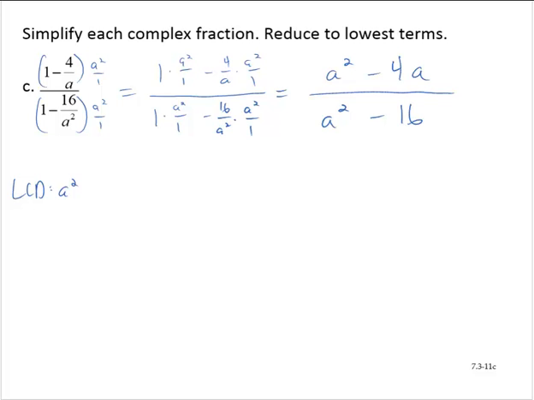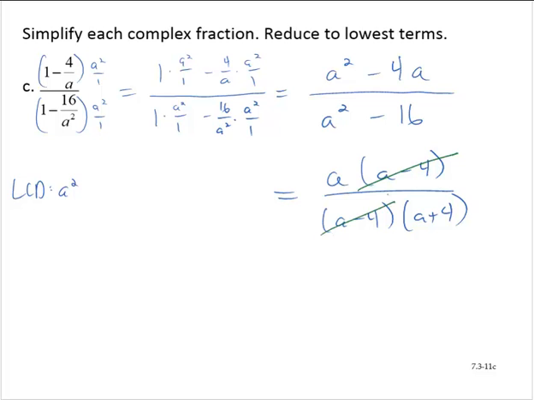Now, we can do some factoring here. In the numerator, a squared minus 4a, I can take out a common factor of a. That's a times a minus 4. In the denominator, a squared minus 16 factors as a minus 4 times a plus 4. So I see that there is a common factor of a minus 4, and I can remove it, leaving a over a plus 4.